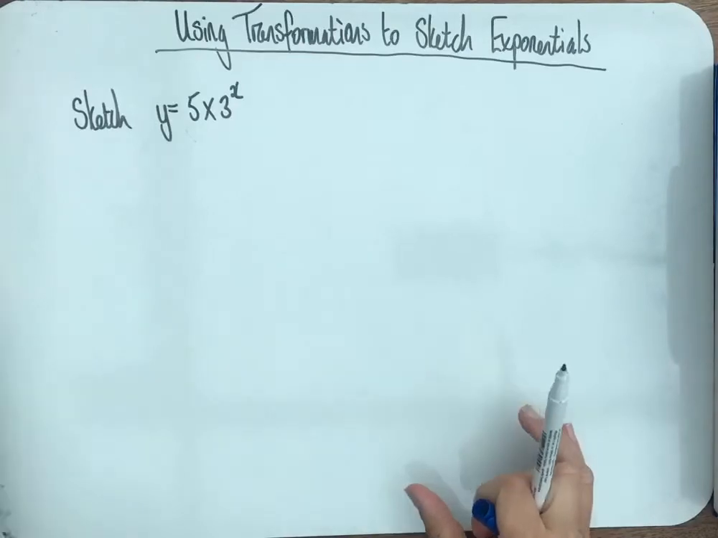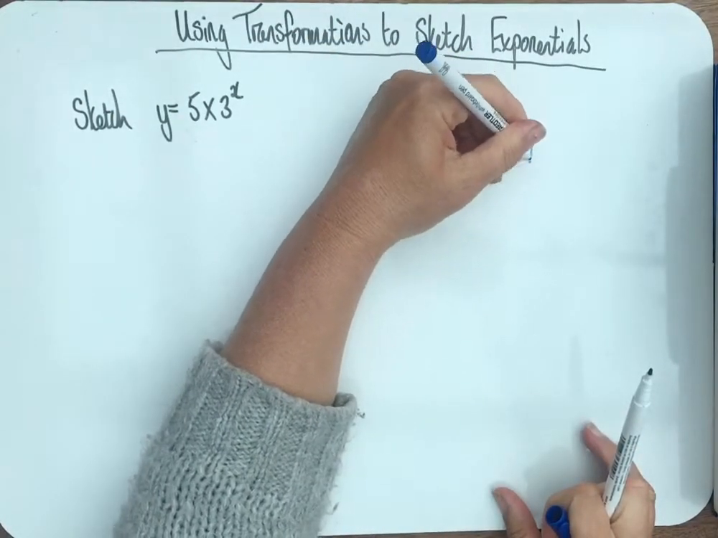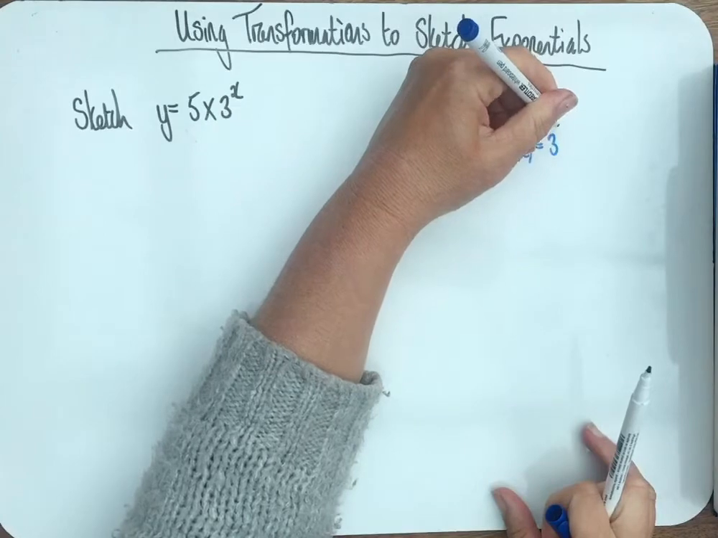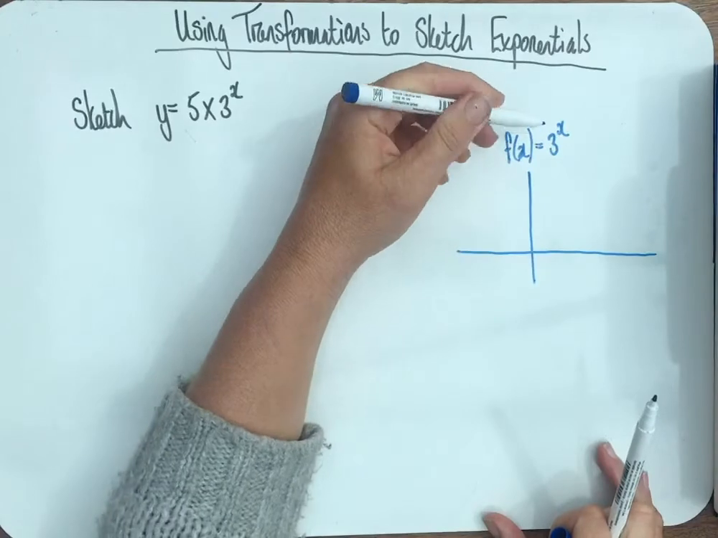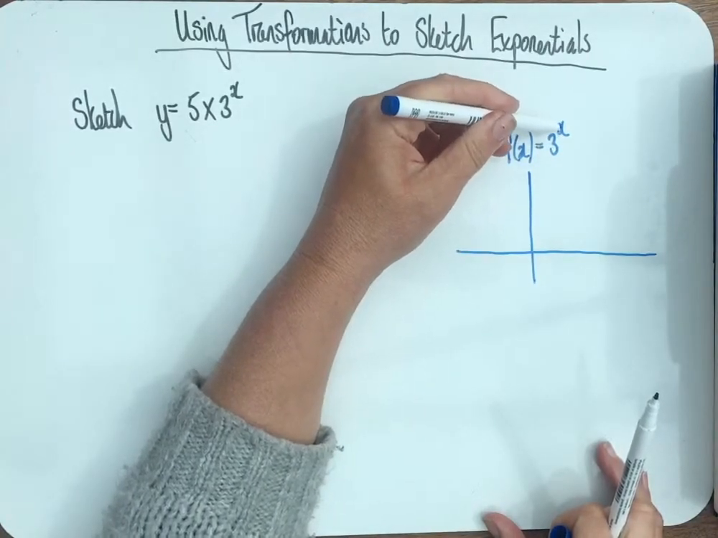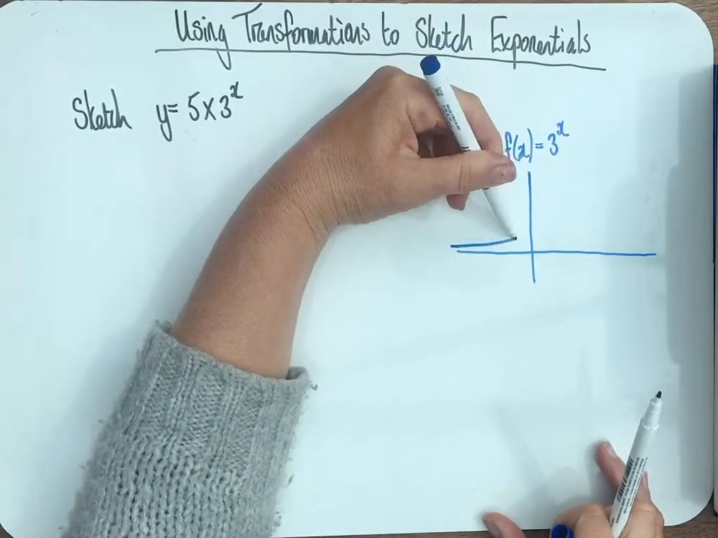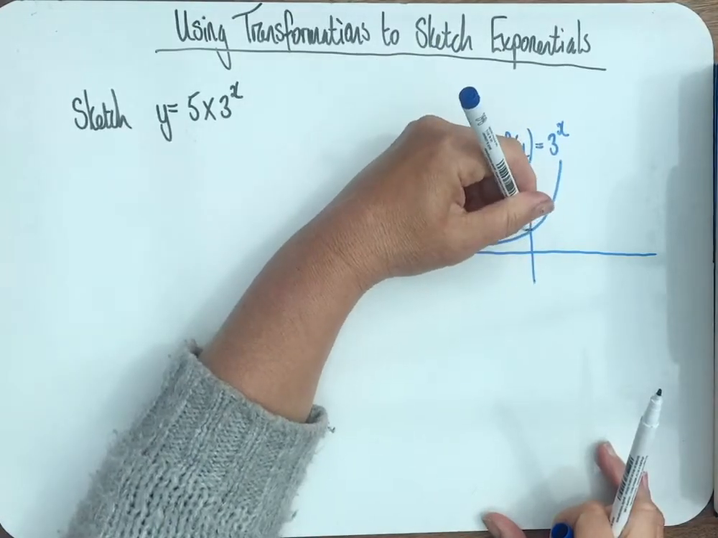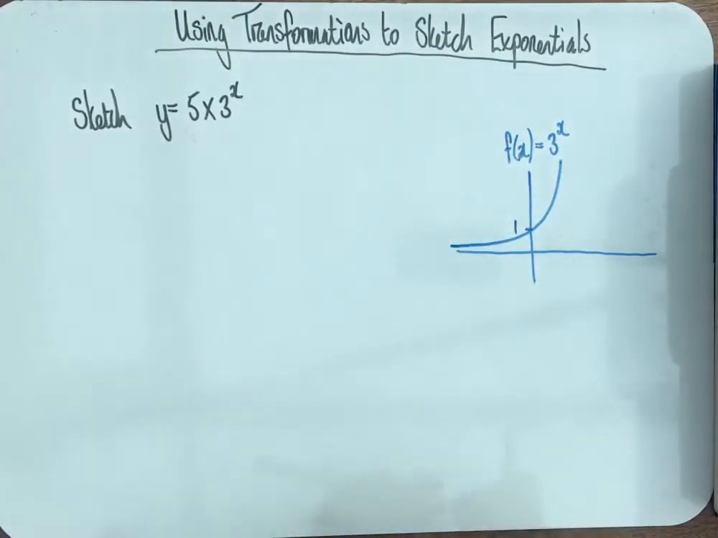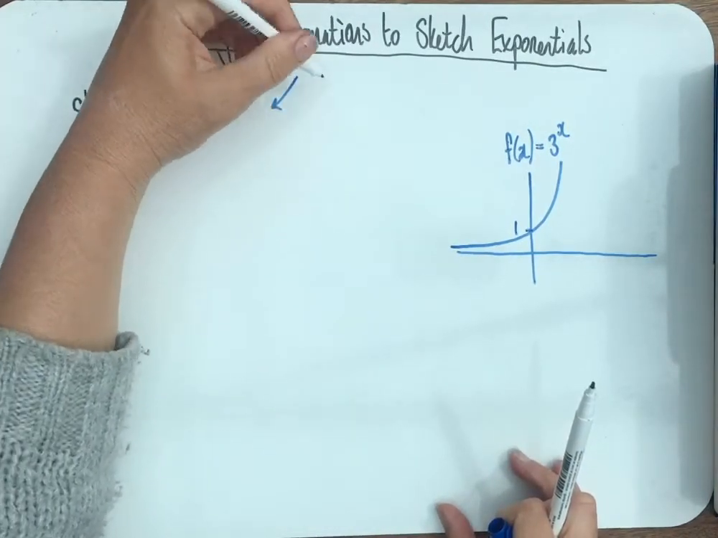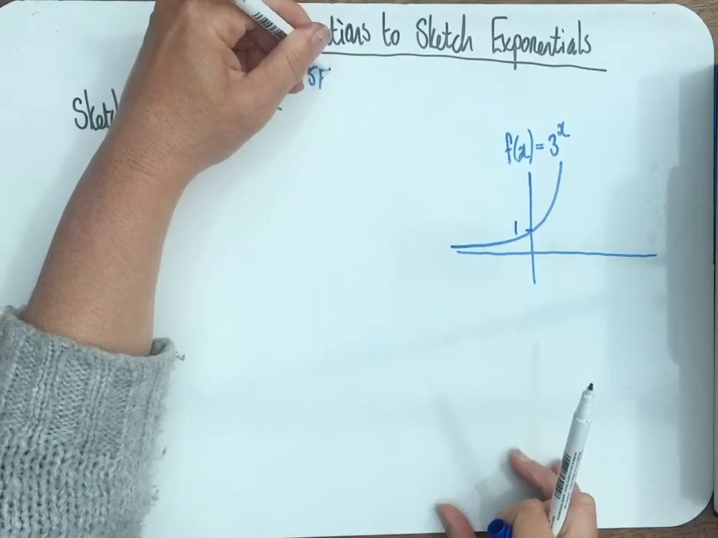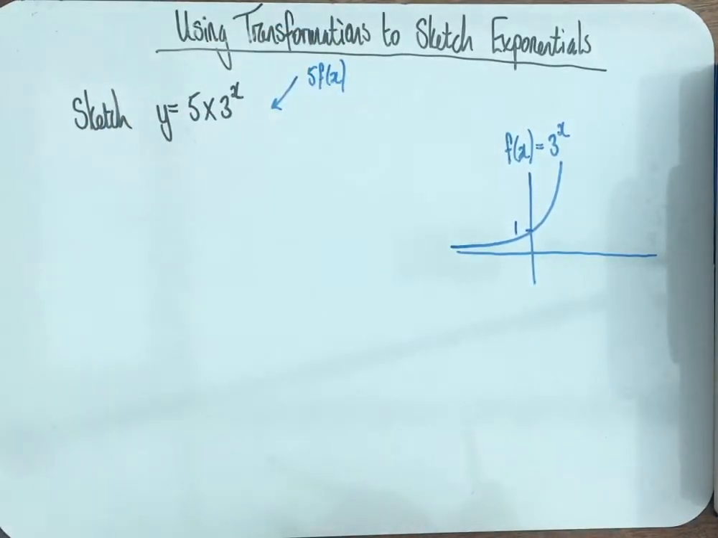If f of x, let's do this over here, is equal to 3 to the power of x, then just to recap, this is bigger than 1, it's not a minus x, it's exponential growth. So that is y equals 3 to the power of x. Timesing by 5, this is equivalent to having 5 f of x. So it's a stretch scale factor 5 in the y direction from this graph here.